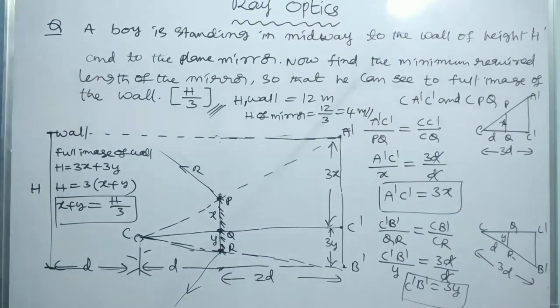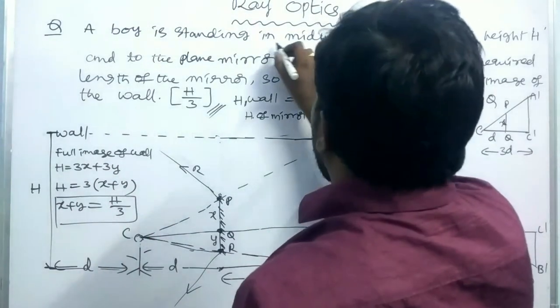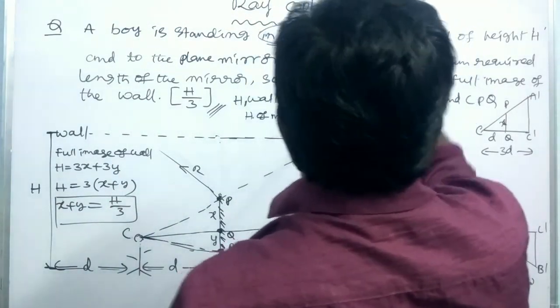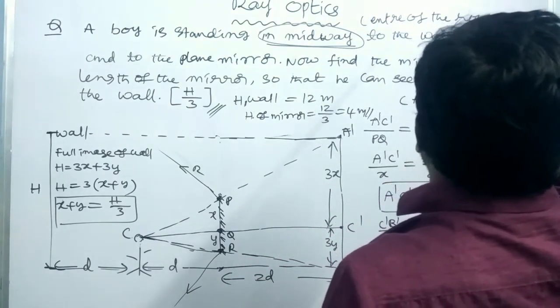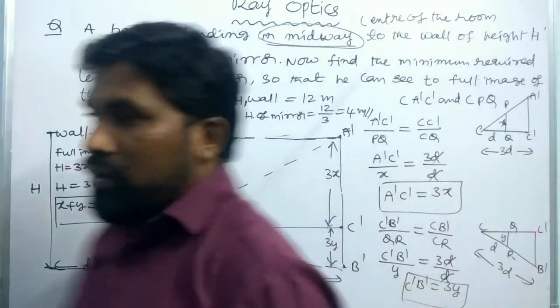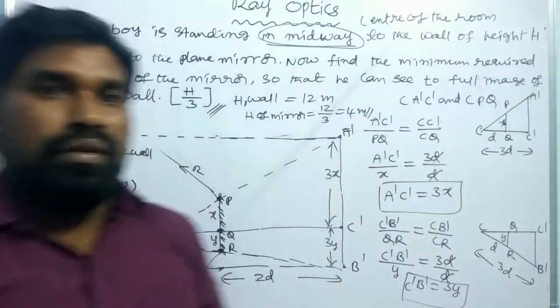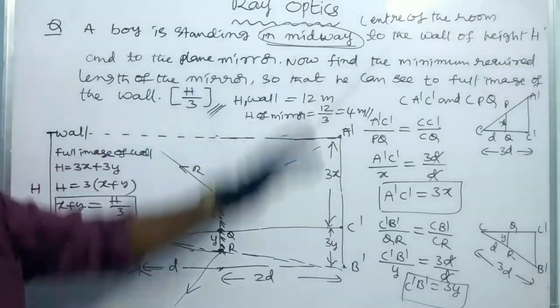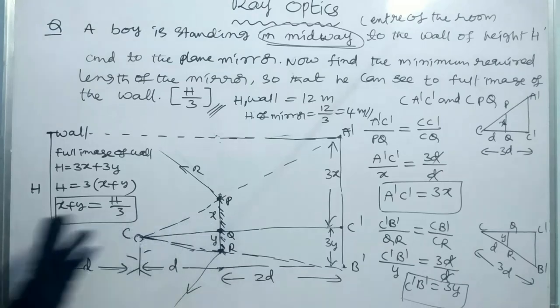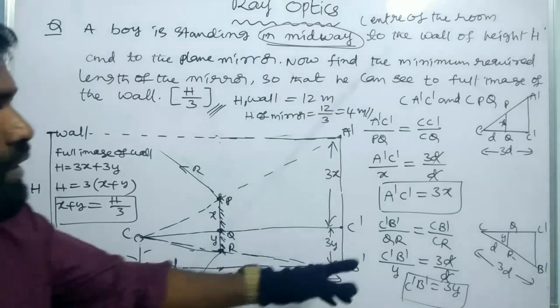So with a 4 meter mirror, he can see the full image of a 12 meter high wall behind him. Now if the man is standing midway, at the center of the room, between the wall of height H and the plane mirror, the distances are the same, like a mirror on the wall in the center. So that is H by 3.